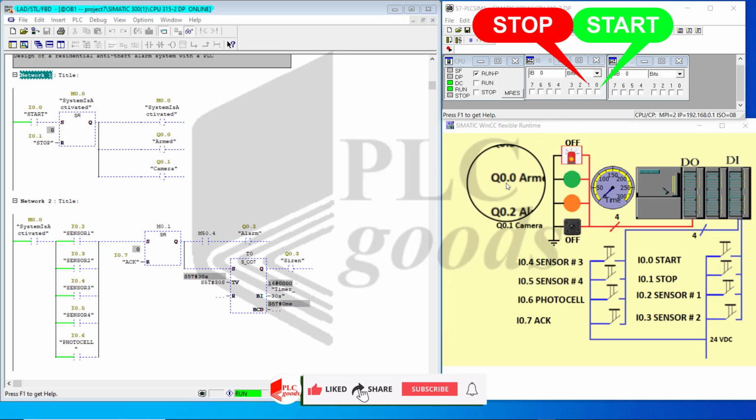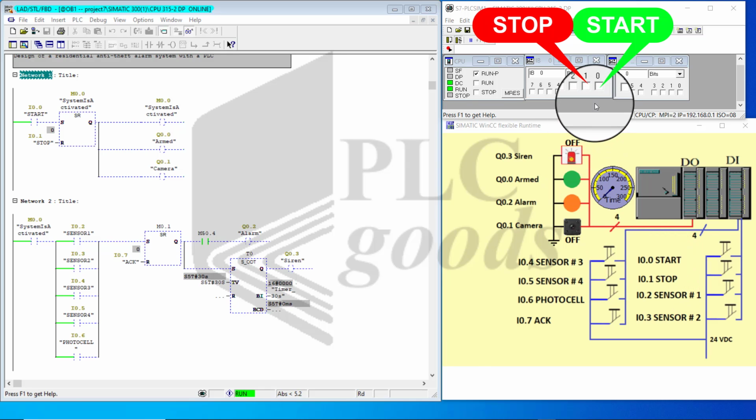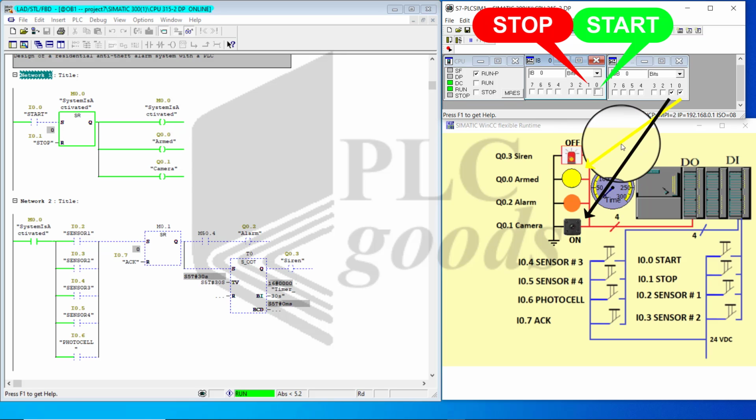To turn it on, I just go ahead and tap on I0.0, which is the start input push button. The system is working right now. Notice that Q0.0 and Q0.1 are on, which means the camera is on and the armed signal lamp is on. The system is in standby status right now, monitoring input sensors.